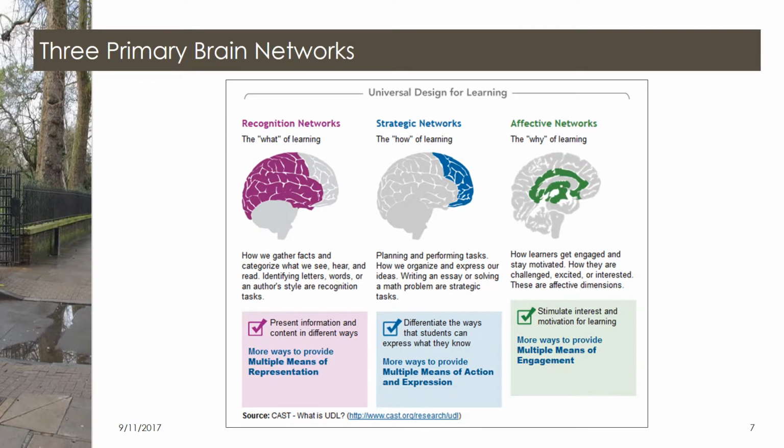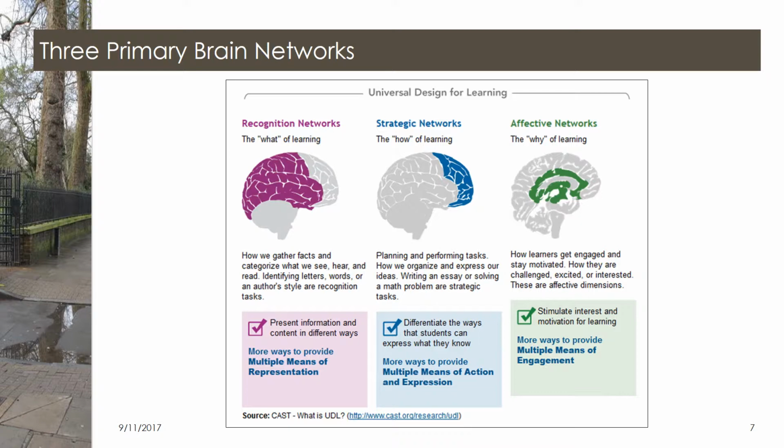UDL takes into consideration the three primary brain networks: recognition networks, strategic networks, and affective networks. Recognition networks encompass the what of learning. They cover how we gather facts and categorize what we see, hear, and read. Identifying letters, words, or an author's style are recognition tasks. To address recognition tasks, we present information and content in different ways. This equates to providing multiple means of representation.